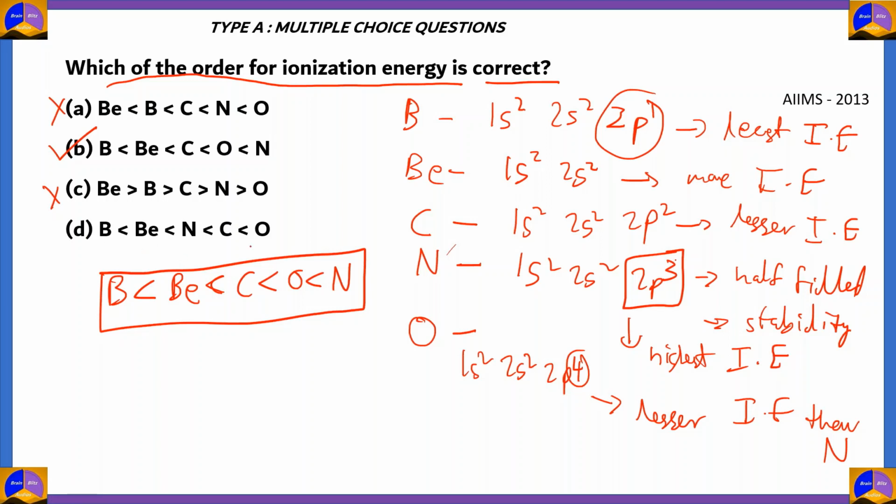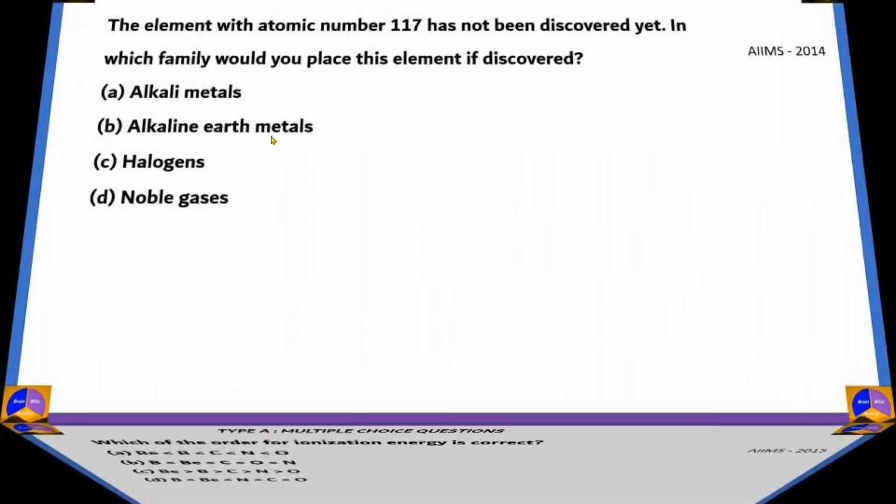And in option D, it is said that nitrogen has lesser ionization energy than carbon or oxygen, which is not correct because nitrogen has a half-filled stable orbital. So therefore option D is incorrect. The right answer is option B. Boron, less than beryllium, less than carbon, less than oxygen, less than nitrogen.